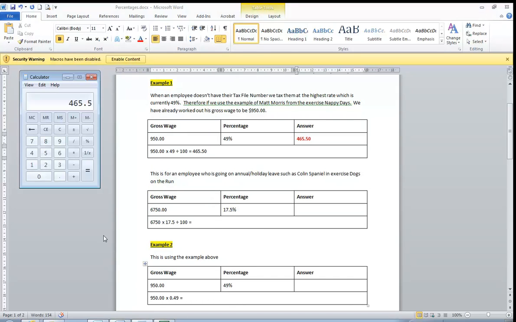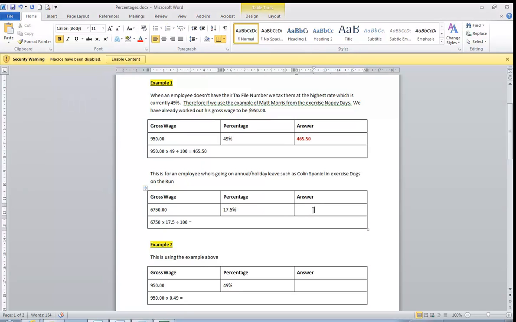So using our calculator and using the long method, we put 6,750 multiply or times by 17.5 and then divide by 100, which equals $1,181.25. So we're going to fill that answer in.